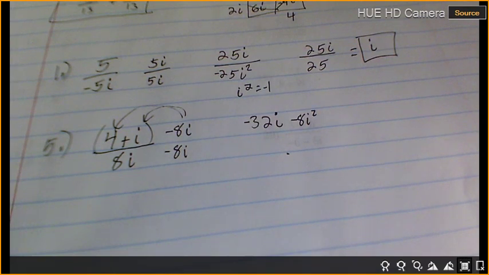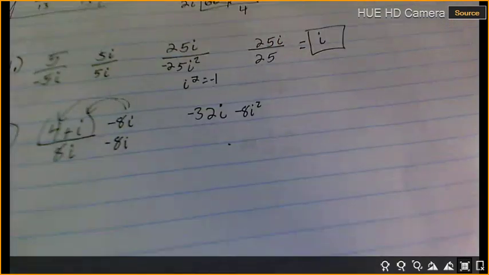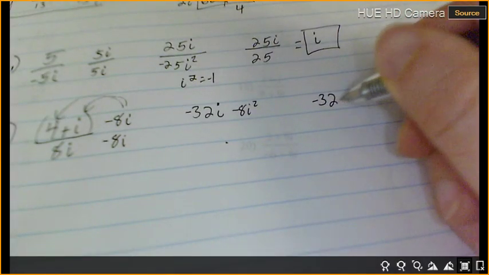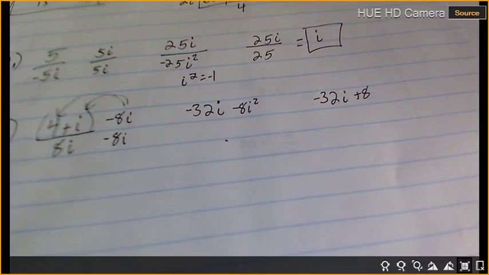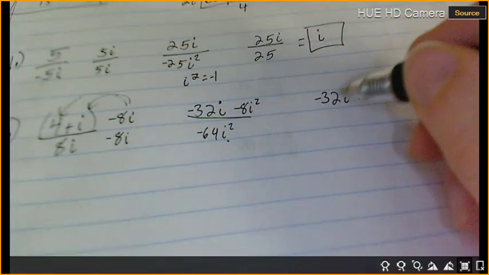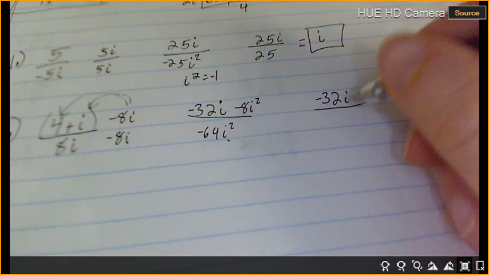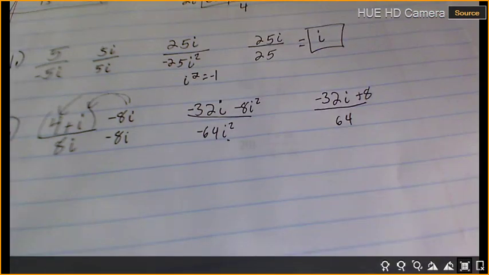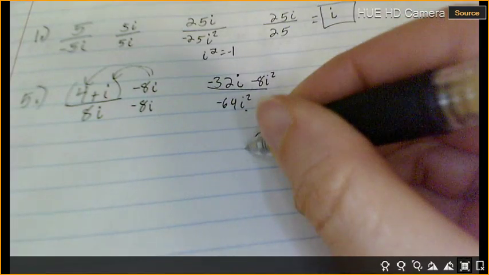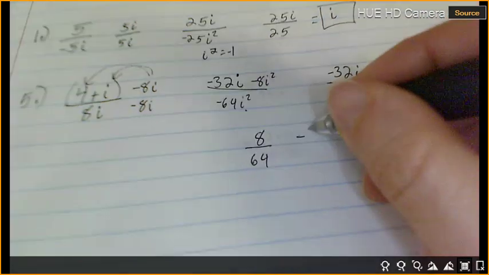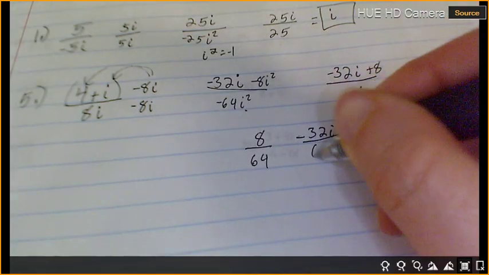Okay? So that would be negative 32i plus 8, because the i squared becomes negative 1. Now 8i times negative 8i is negative 64i squared, which is the same as just 64, correct? Now remember, whenever we do this, we want the i to come second. So we're going to have 8 over 64 minus 32i over 64.